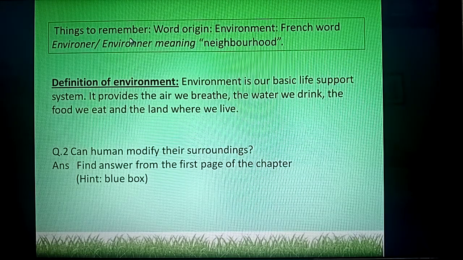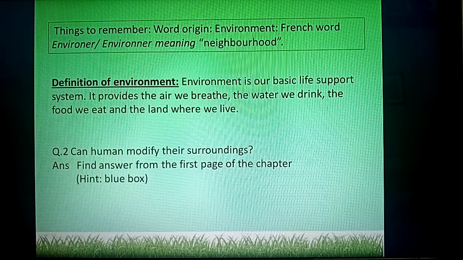Let's discuss the word origin of environment. The word environment is derived from the word environ. It's a French word which means neighborhood. The definition of the term environment is written here. Environment is our basic life support system. It provides the air we breathe, the water we drink, the food we eat, and the land where we live.